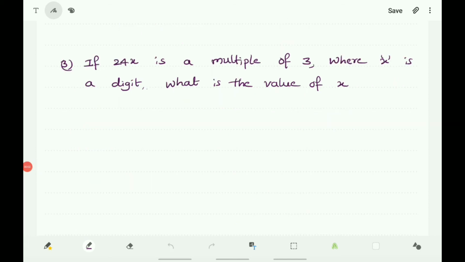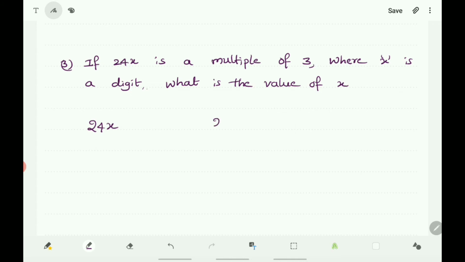Third question. If 24x is a multiple of 3 where x is a digit, what is the value of x? Here the number is 24x and x is also one of the digits. Here 2, 4 and x are the three digits of the number 24x. Now we have to find the value of x. You know that the divisibility test by 3 is that the sum of the digits in the number must be divisible by 3. So if 24x is a multiple of 3, it is divisible by 3.